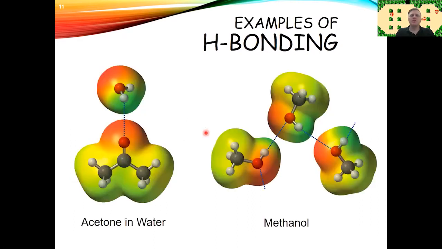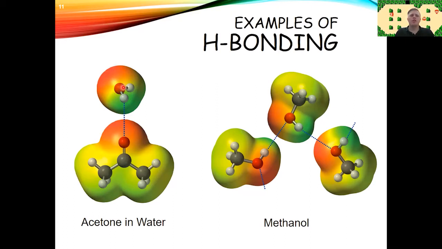Some common examples of where hydrogen bonding occurs is, for example, in water. Water has this central oxygen and two hydrogens. Those hydrogens are very partially positive. You have this huge partial negative on oxygen. So water sticks to itself a lot. So water actually has a relatively high boiling point compared to other liquids of similar mass.